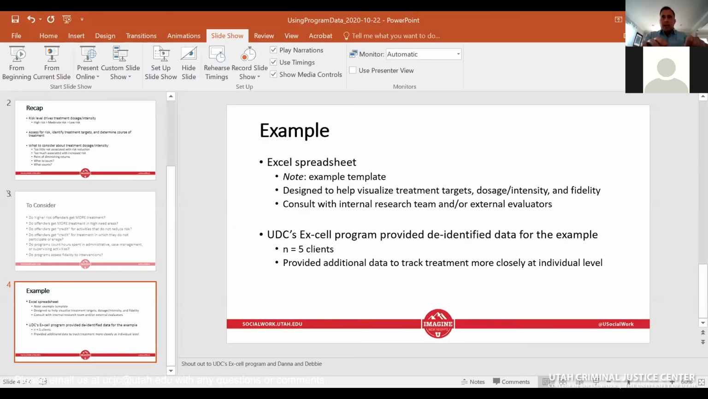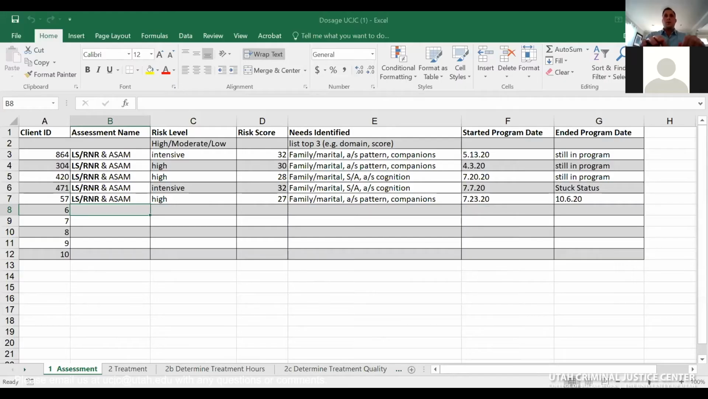That being said, I want to stop sharing and then share the spreadsheet. Hoping everyone can see that. If not, please comment and let me know.